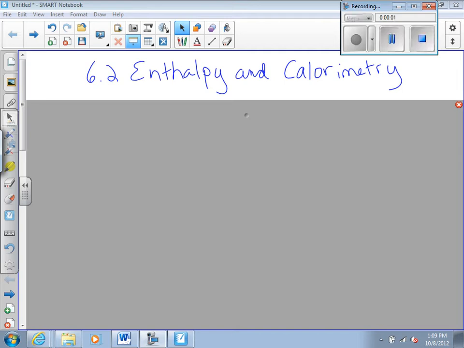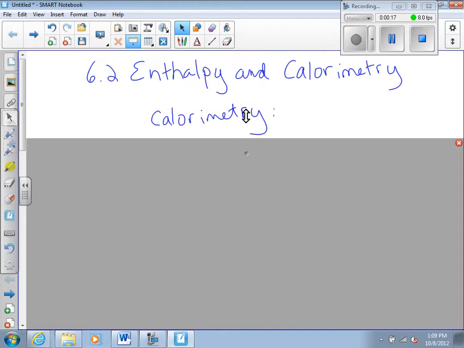Right, we are going to do section 6.2, enthalpy and calorimetry. Some of you might see the word calorimetry and think, oh no, I don't like this topic, but it's going to be so much easier the second time around. So, first thing we have to relearn is calorimetry.